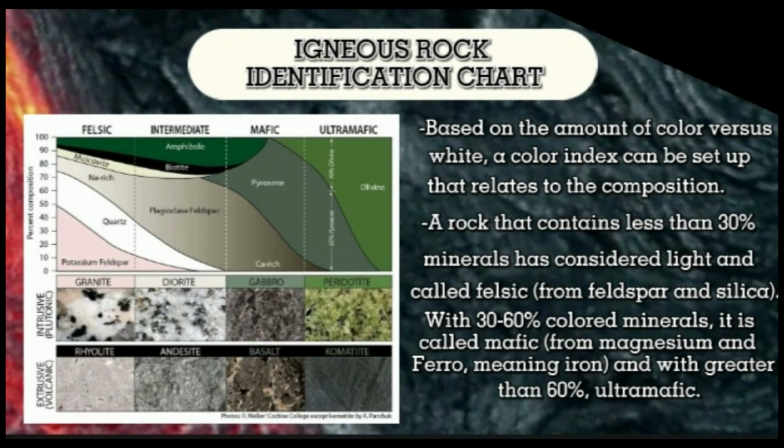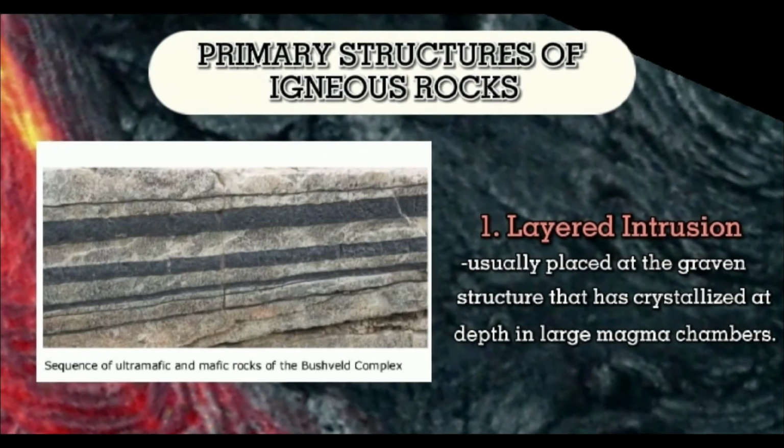A rock that contains less than 30% colored minerals is considered light and called felsic, from feldspar and silica. With 30 to 60% colored minerals, it is called mafic, from magnesium and ferro, meaning iron, and with greater than 60%, ultramafic.